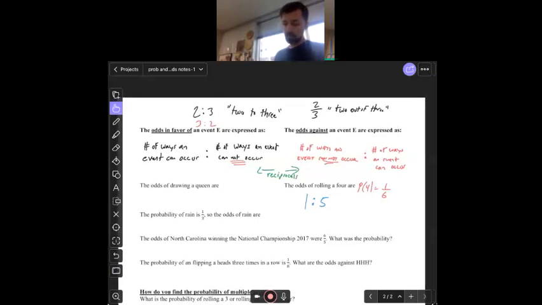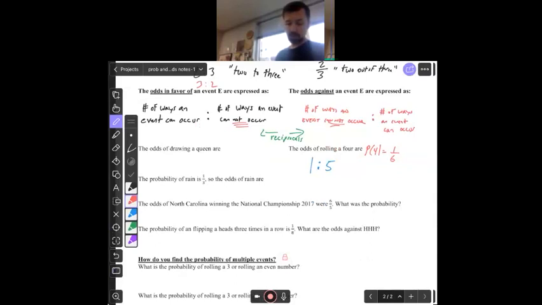The odds of drawing a queen. So how many ways can you draw a queen out of a deck? Well, there's 4 queens in the deck, and there's 48 not queens in the deck, which would be the same thing as 1 queen versus 12 not queens, right? Reducing that ratio down. So that would be the odds of drawing a queen. Again, versus the probability of a queen, which would be 4 out of 52, or 1 out of 13.